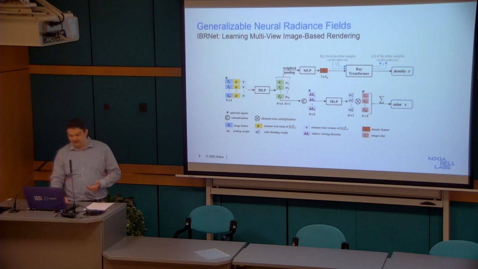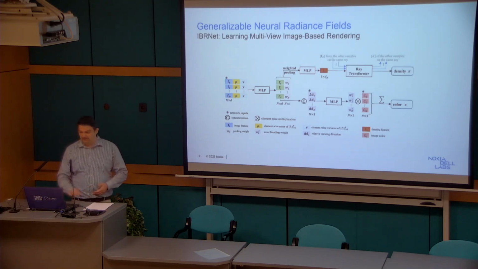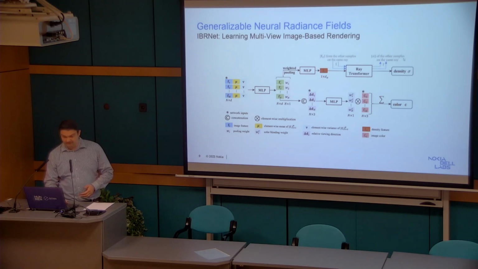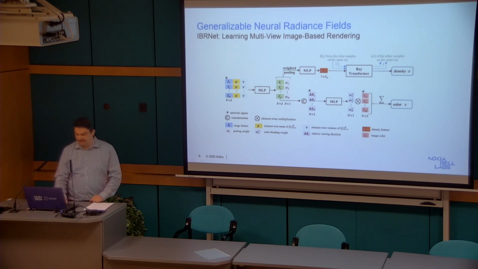So let's say we have two good features which are not occluded. We do a weighted pooling, which means we combine these feature vectors based on these weights. We feed it into another MLP, and we have the final density feature vector, which is going to go into the ray transformer. Okay, so this is the part which is calculating the volumetric density.